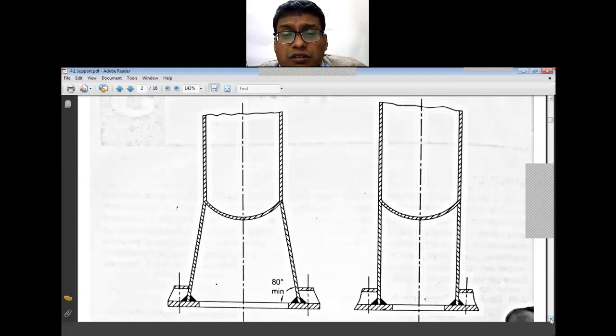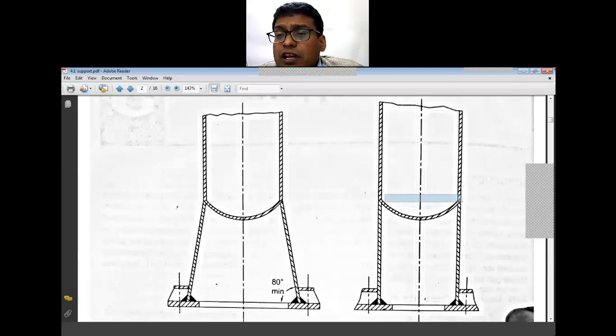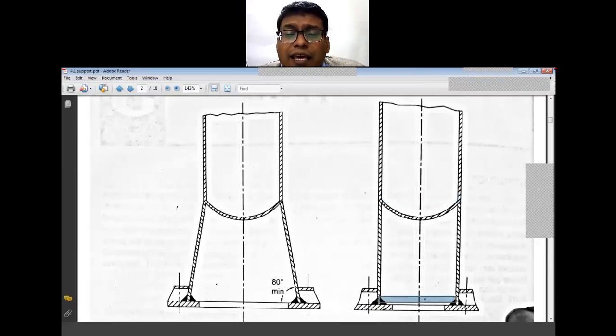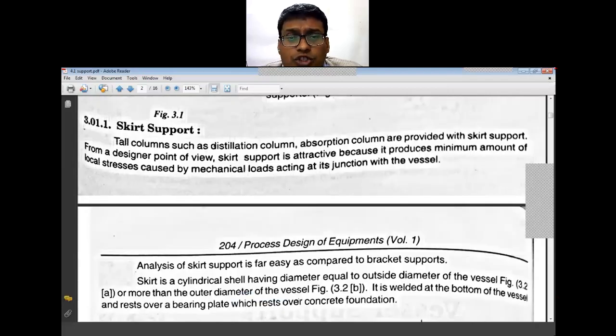It is similar to a skirt. The outer diameter of the vessel will be the same as the inner diameter of the skirt. However, the bottom diameter of the skirt may vary. It can be parallel, or it can be more than the vessel diameter. So depending on the expanding or parallel type of skirts, these are the dimensions that will generally be used.